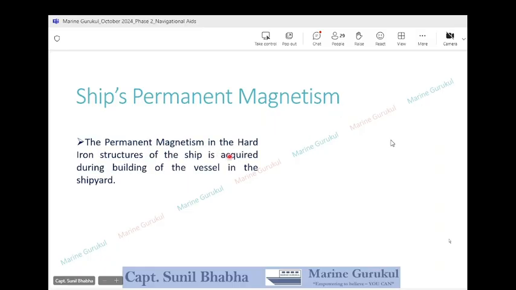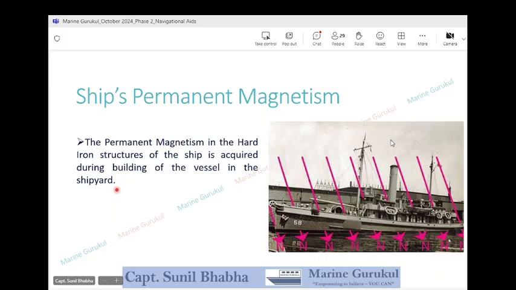The permanent magnetism in the hard iron structures of the ship is acquired during shipbuilding, during the building of the vessel in the shipyard. Now to give you an idea about this, you see in this diagram, this ship is made fast to the berth or at a yard or a dock, and it is situated in this particular orientation. The ship is being built in this particular orientation, and the pink color arrows which you are seeing, they basically represent the magnetic field of the Earth.